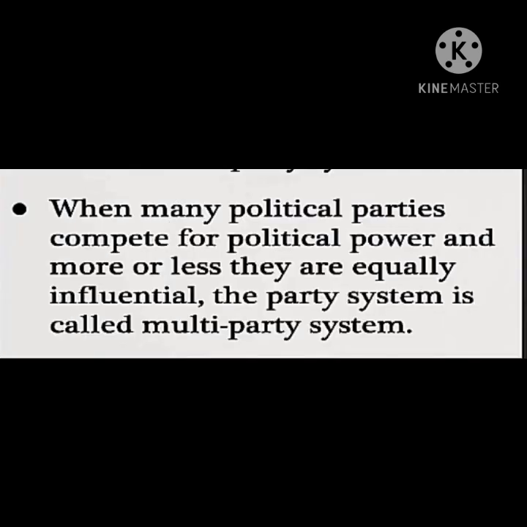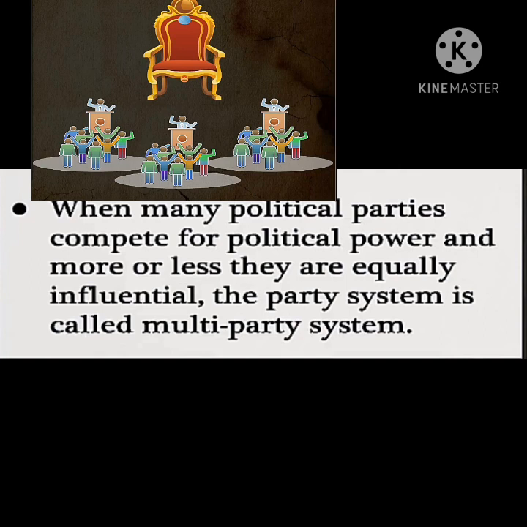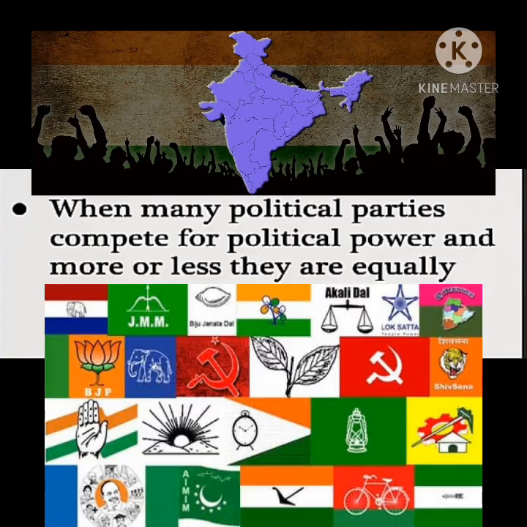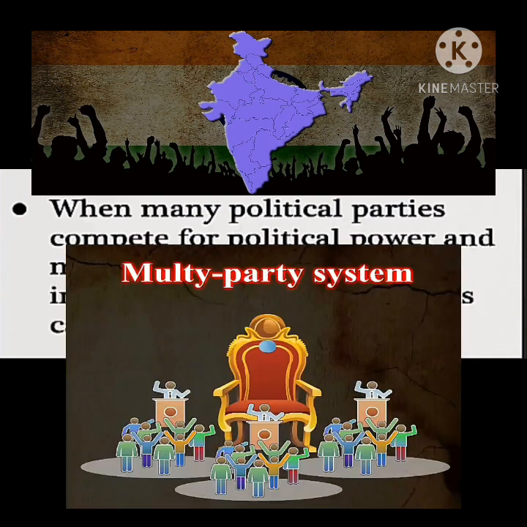Then when many political parties compete for political power and are more or less equally influential, the party system is called multi-party system. This is a very good example of India. We have so many parties, so it is called multi-party system. In a multi-party system, any political group can come into power. It is not necessary that only one political party will keep on ruling. And every political party gets the right to rule the country if they come into power.